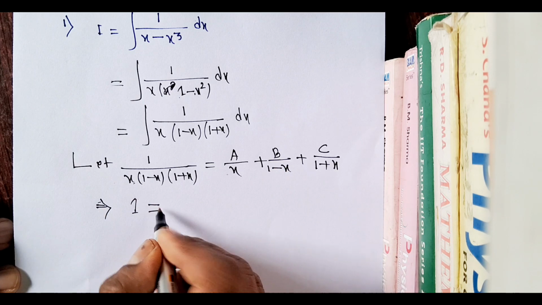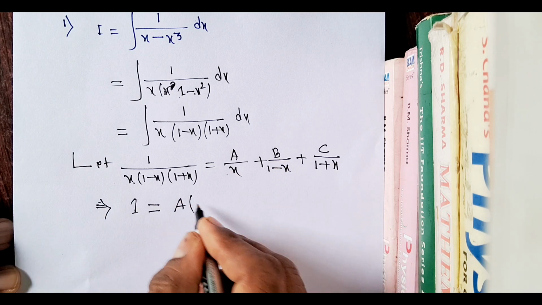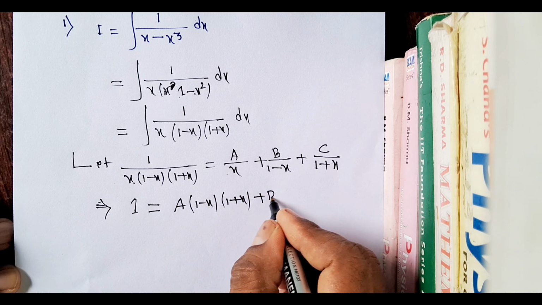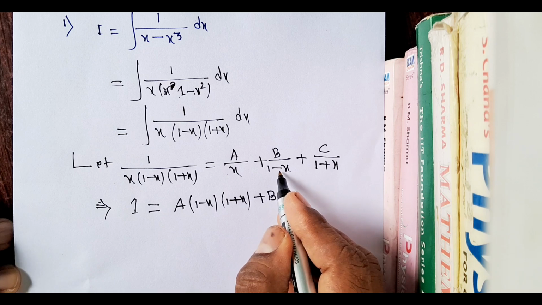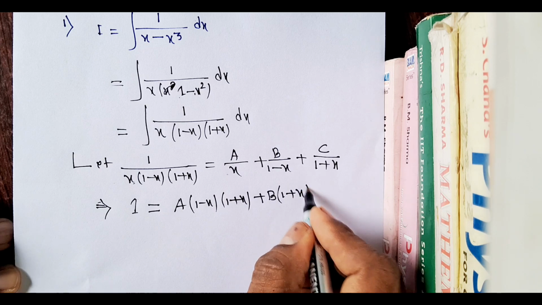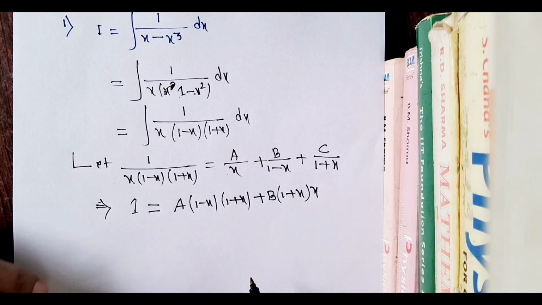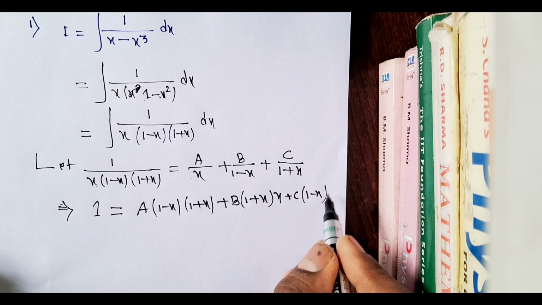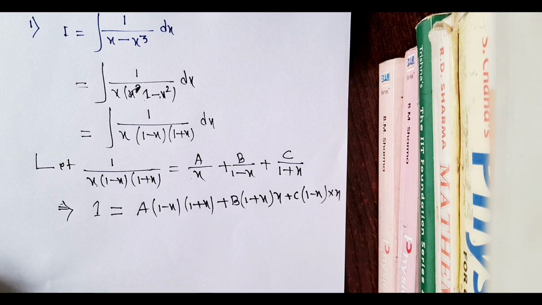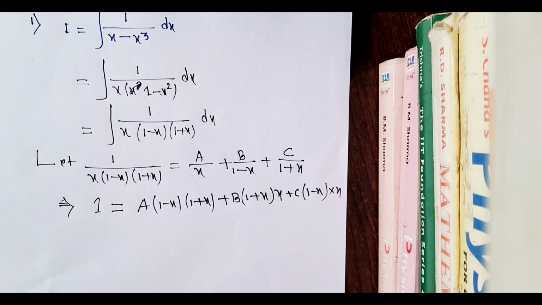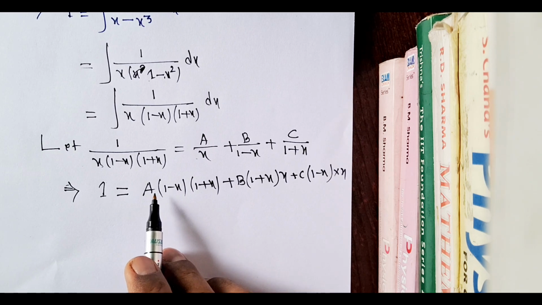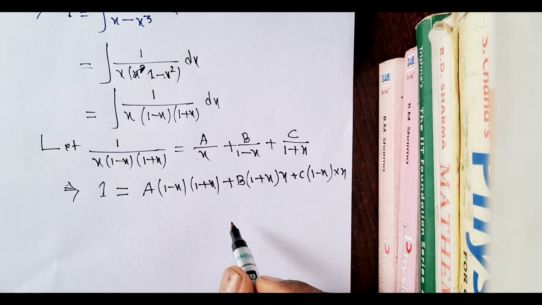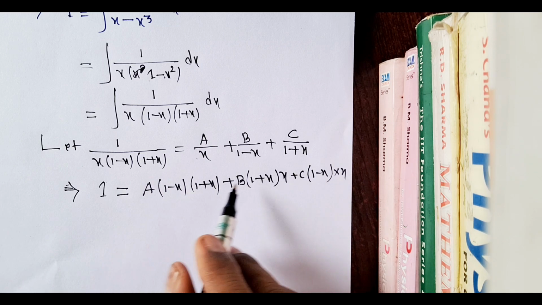Here it will be 1, x will be cancelled out, a times 1 minus x, 1 plus x, plus b times, in the denominator 1 minus x is present, so 1 plus x and into x, and then plus c times 1 minus x into x. This much you will get. After this, as you have to find out the values of a, b and c, we will try to eliminate b, c or a, b like that.